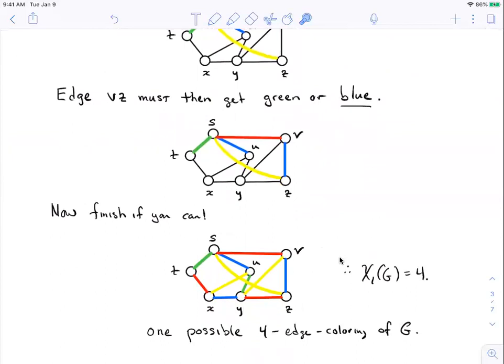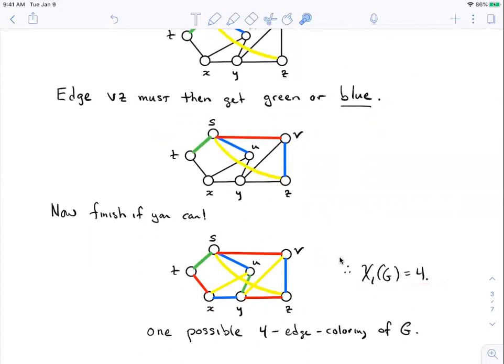All right, so I decided to color the edge VZ blue. I could have colored it green. And then I just kind of, not too systematically, filled in, trying my best to make sure that no two edges incident with the same vertex are the same color. And I was able to achieve it with 4 colors.